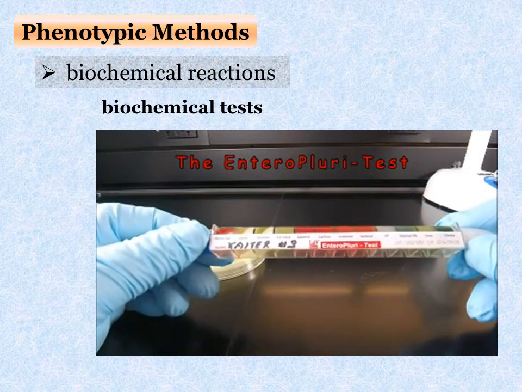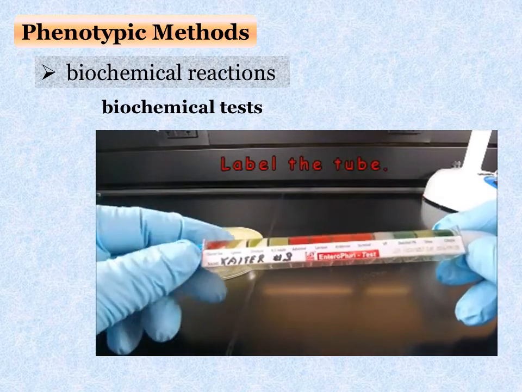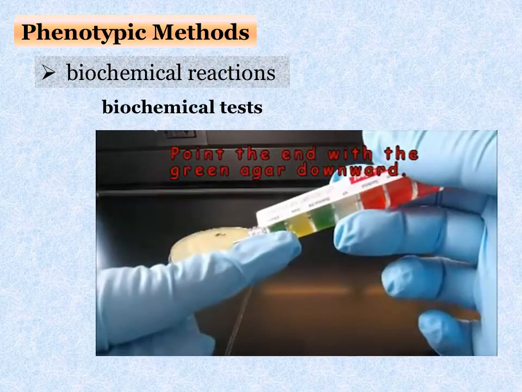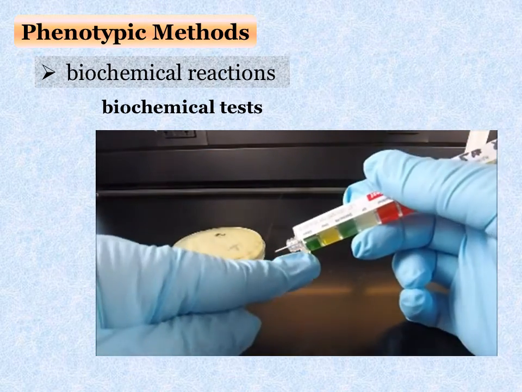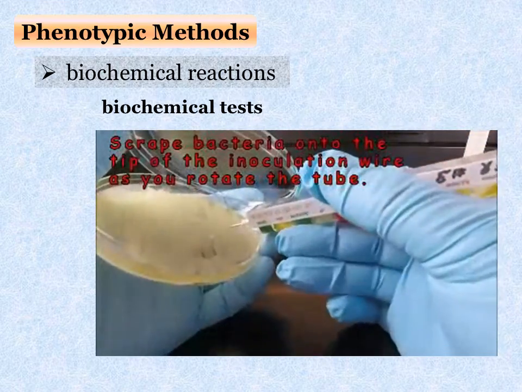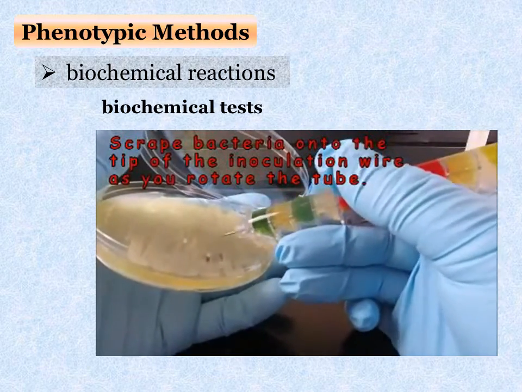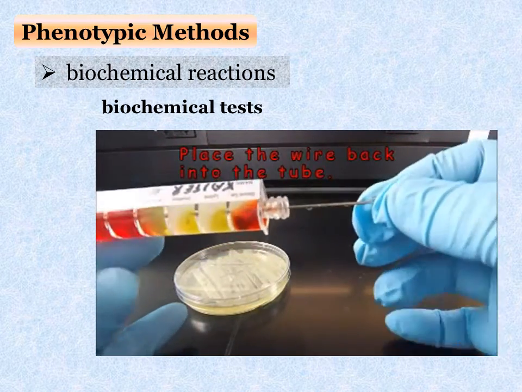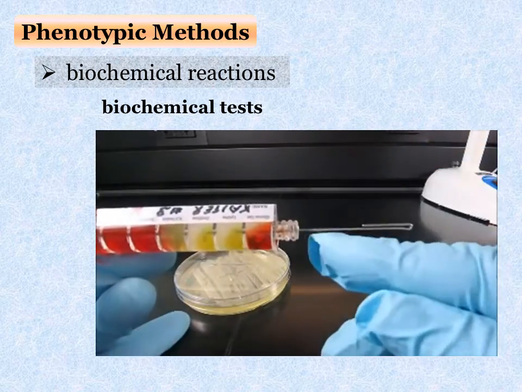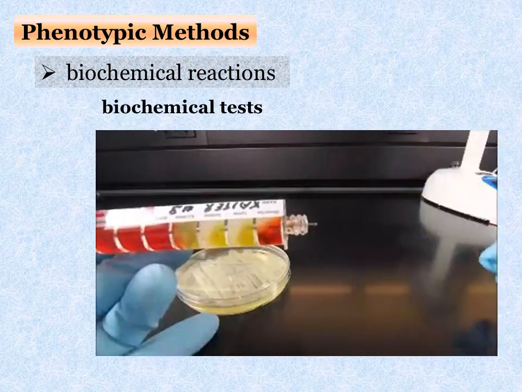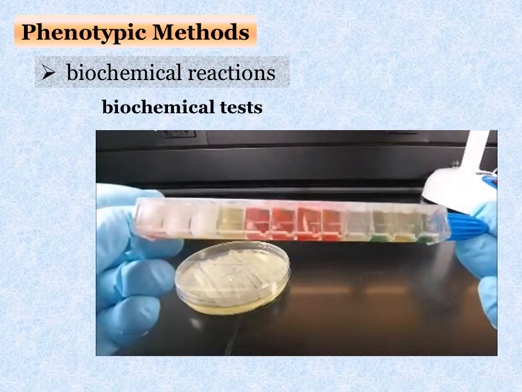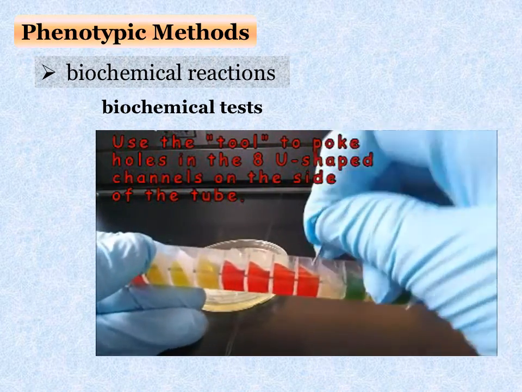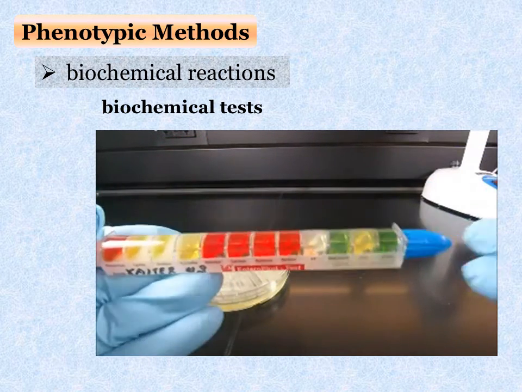First, label the tube. Remove the caps at both ends. Point the end with the green agar downward. Scrape bacteria onto the tip of the inoculation wire as you rotate the tube. Inoculate the agar wells by pulling the wire all the way out and placing the wire back into the tube. Break off the wire at the indentation. Replace the two caps. Then use the tool to poke holes in the 8 U-shaped channels on the side of the tube. Then incubate the tube.